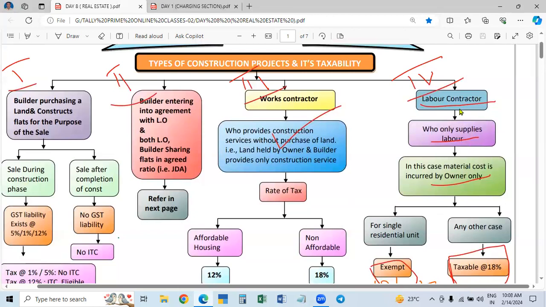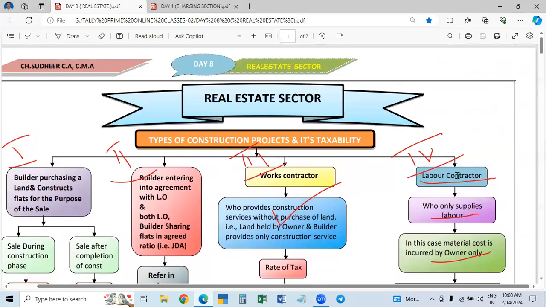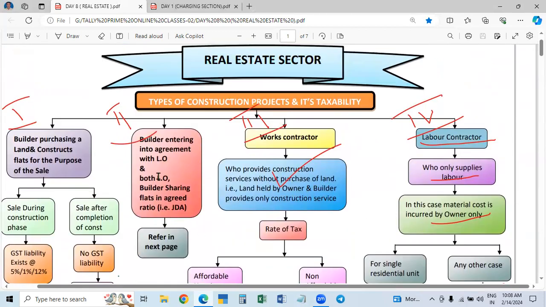In the case of a labor contractor, the builder will not buy the land, and he will meet only the expenses related to labor. He will supply the labor only for the construction service. Material cost is also incurred by the owner only. This is about the labor contract. So for the first one we made a video on works contract and labor contract, and in the third and fourth videos we are covering this one.